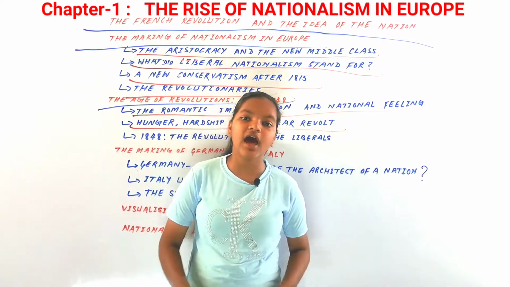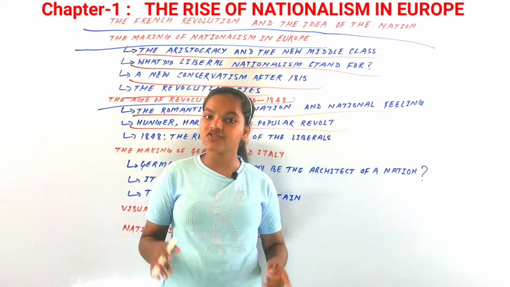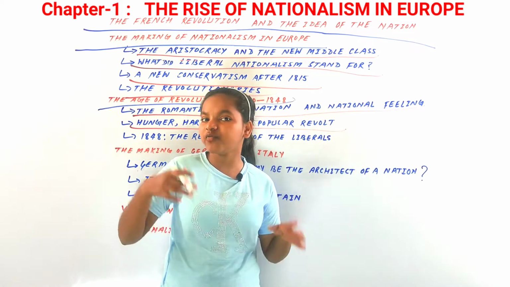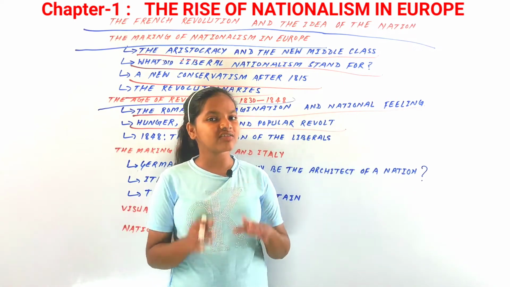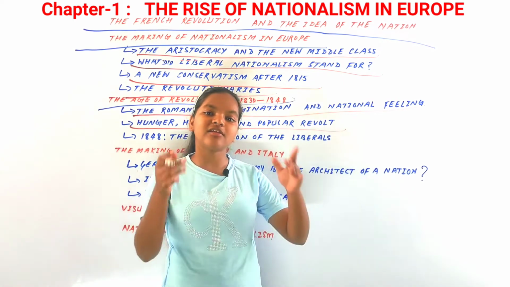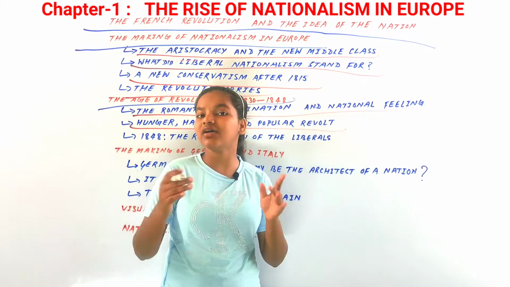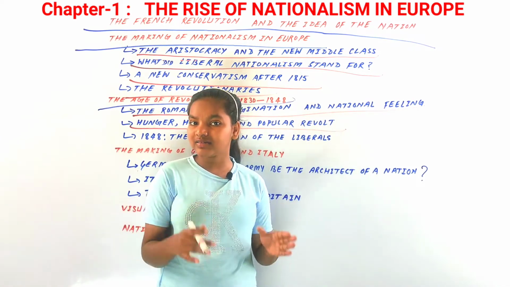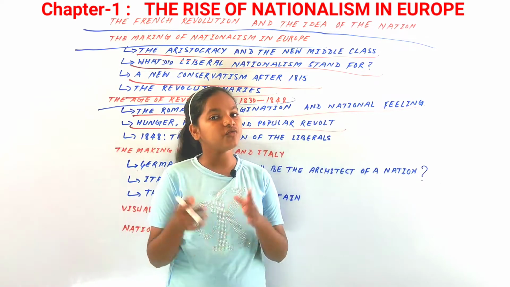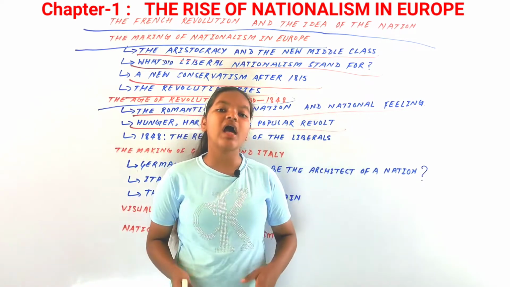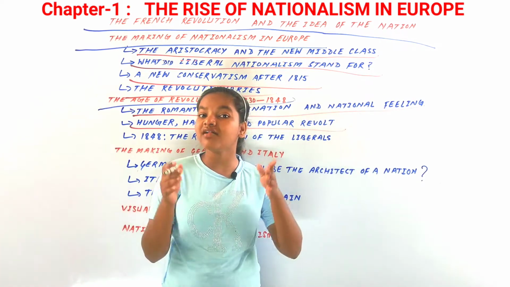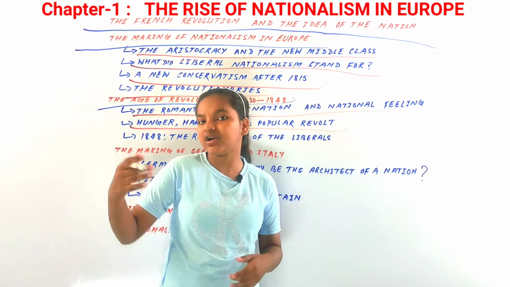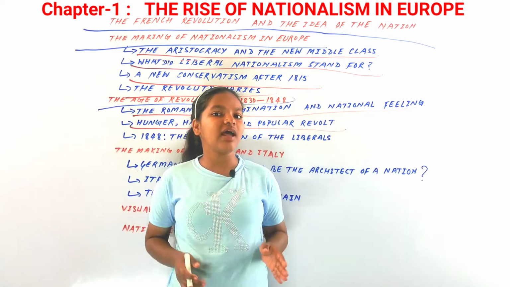So you could say that after Louis Philippe had to flee from France, a National Assembly proclaimed a republic of France and granted the right of universal adult male suffrage, not to women, you have to remember that. And that is about the popular revolt of 1848.